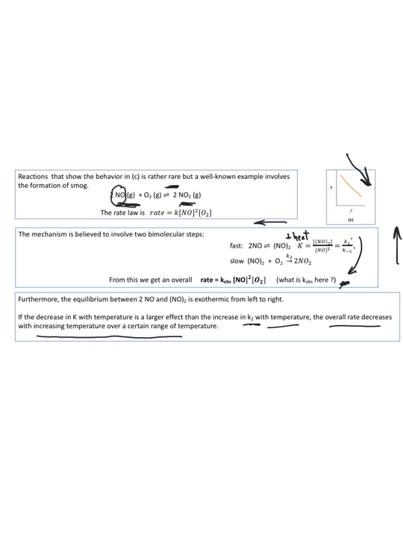Notice that for this formation of smog, the rate of formation of smog gets slower with temperature, principally because the reverse reaction in the first step is dominating over any increase you get of the forward rate of the second step. So that's why you get this kind of rare event.